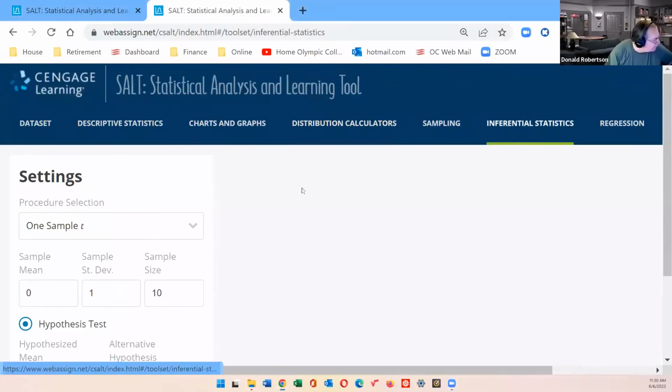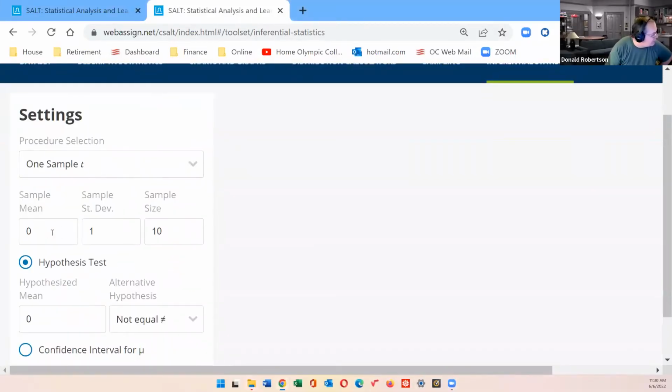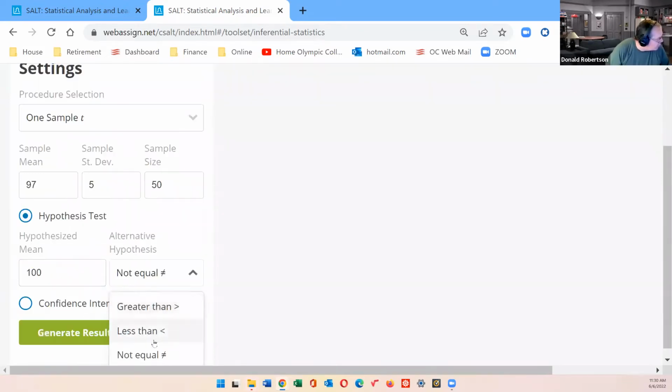Right, inferential statistics, gotcha. The mean IQ was 100. The standard deviation was 5. The sample size was not very good, 50. And the sample mean wasn't 100. The sample mean was 97. Everything else is good. That guy was the 100. And we want to know, has it gone down?